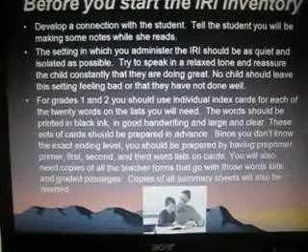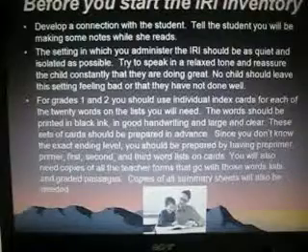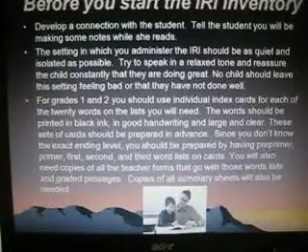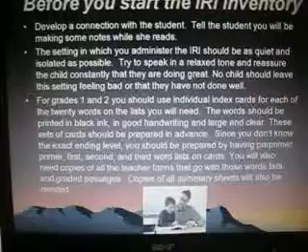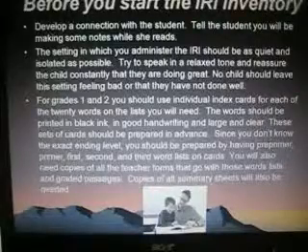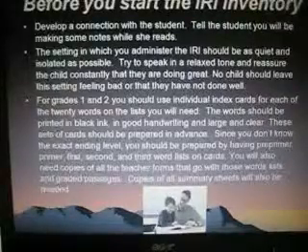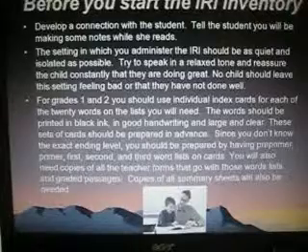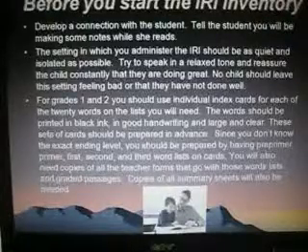For grades 1 and 2, you should use individual index cards for each of the 20 words on the list you will need. The words should be printed in black ink, in good handwriting, and large and clear. These sets of cards should be prepared in advance. Since you don't know the exact ending level, you should be prepared by having the pre-primer, primer, first, second, and third word lists on cards.